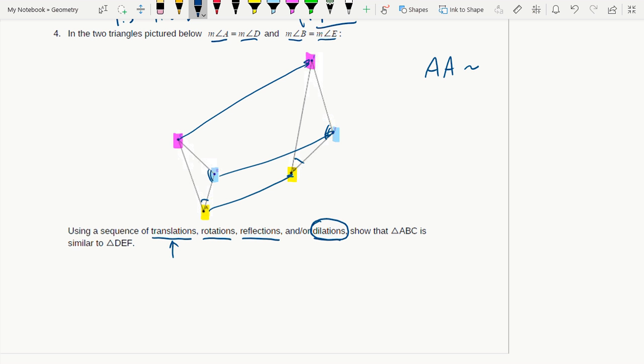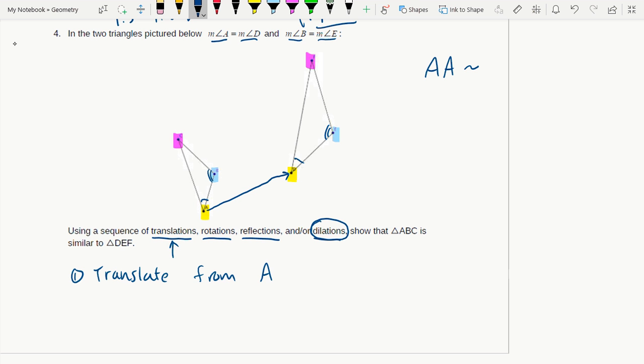For me, I'll be honest, I think it makes the most sense to go A to D. So I'm just going to say step 1 is translate from A to D. So we can kind of use our fancy little technology trick here.